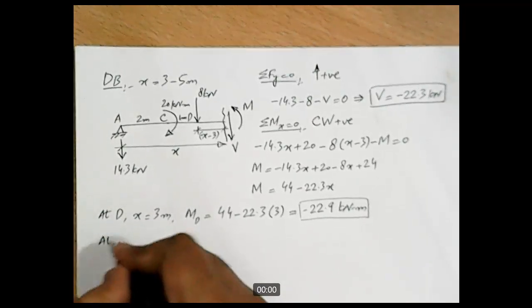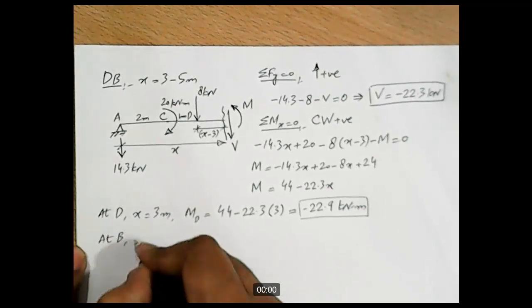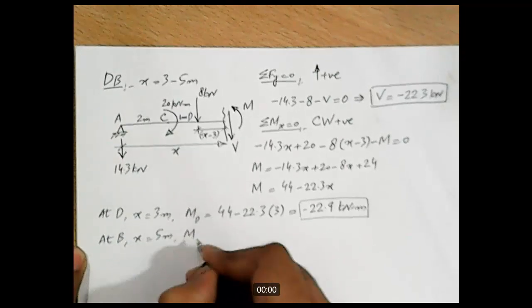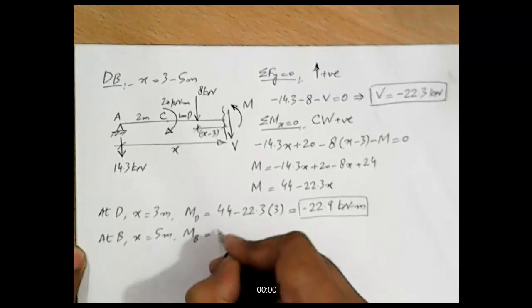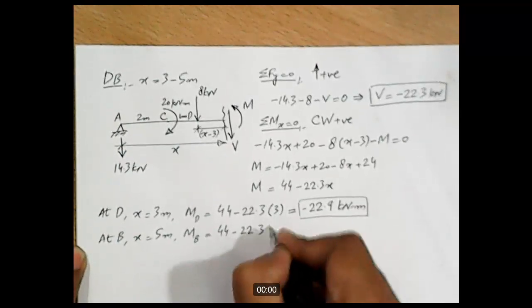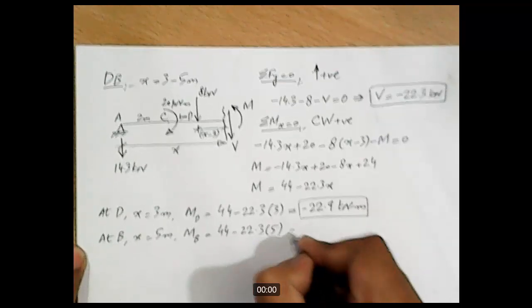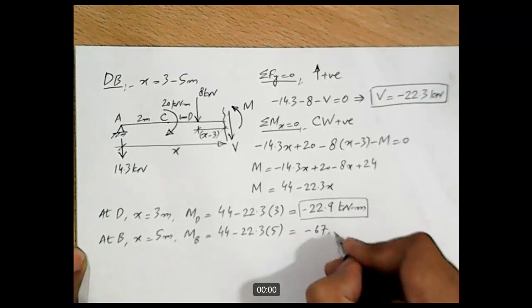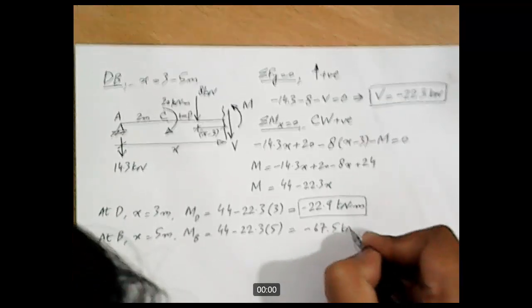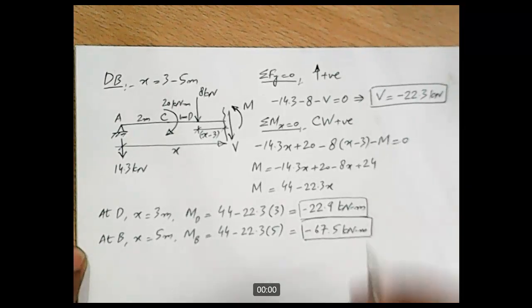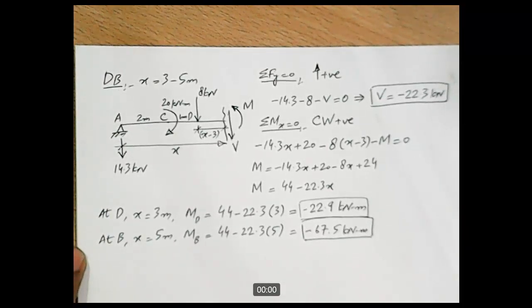And at B, x is equal to 5 meters. So M_B comes out to be 44 minus 22.3 into 5, and the answer is minus 67.5 kilonewton meter. In this way, we have got the value of bending moment for point D as well as point B.